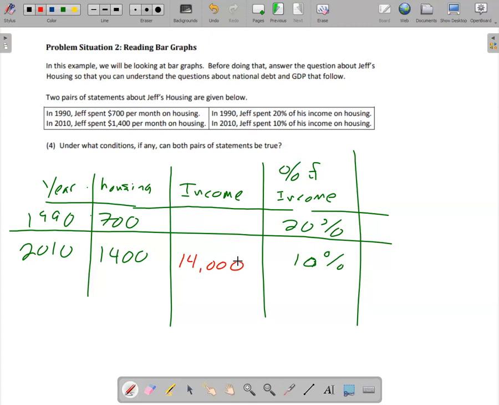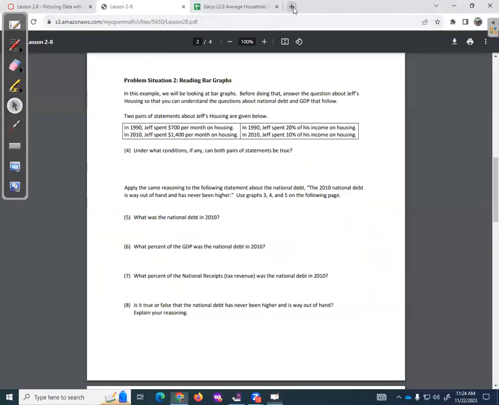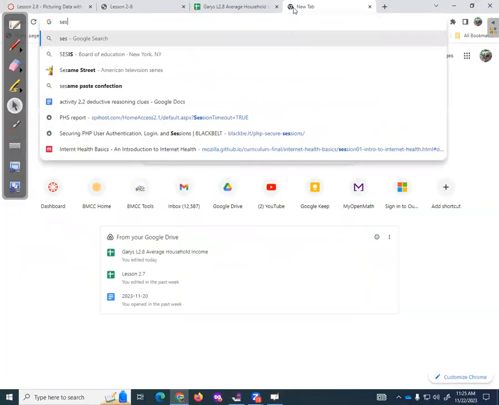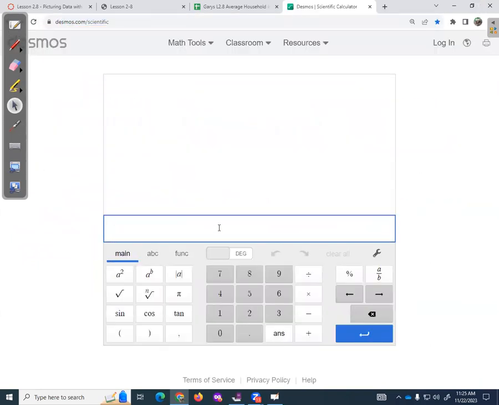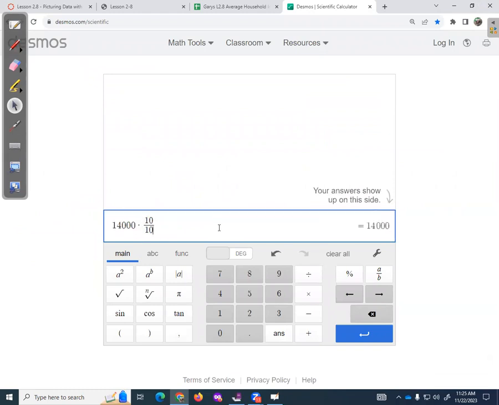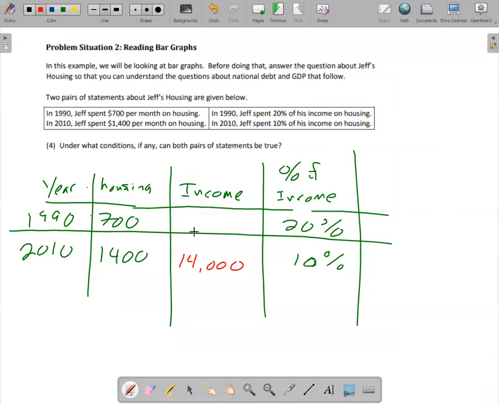Let's check that on a calculator, with the guess in my head. Calculator, please. 14,000 times 10 out of 100, 10%. Yeah, it's 1,400. So I guess was right. And then what would the income be in 1990?